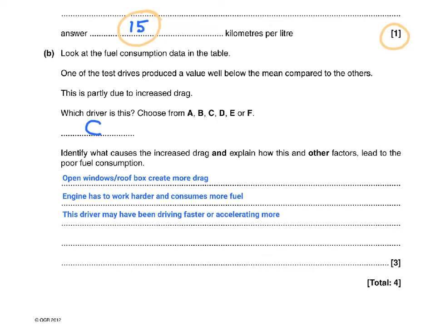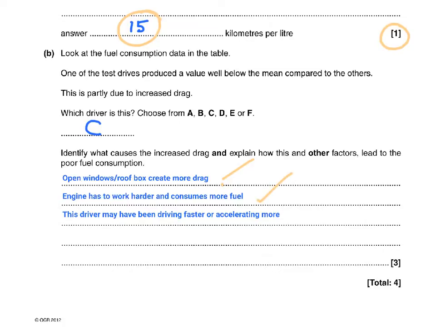Identify what causes the increased drag and explain how this and other factors lead to the poor fuel consumption. Well, for driver C, if you have a look in the table, the windows are open, and there's the roof box, and that generally creates more drag. And what does that mean in terms of fuel consumption? Well, if you've got more drag, your engine's going to have to work harder to get up to those top speeds, and that's going to consume more fuel.